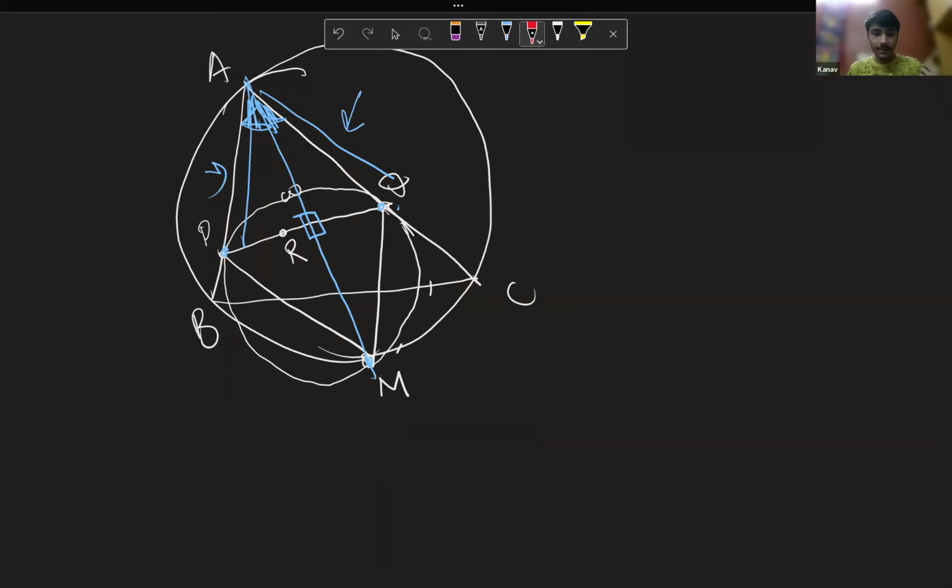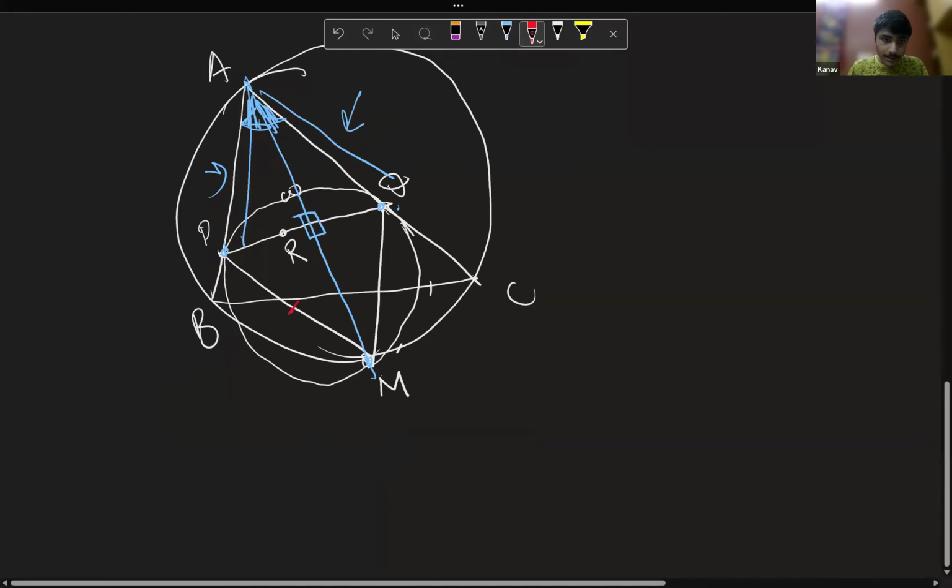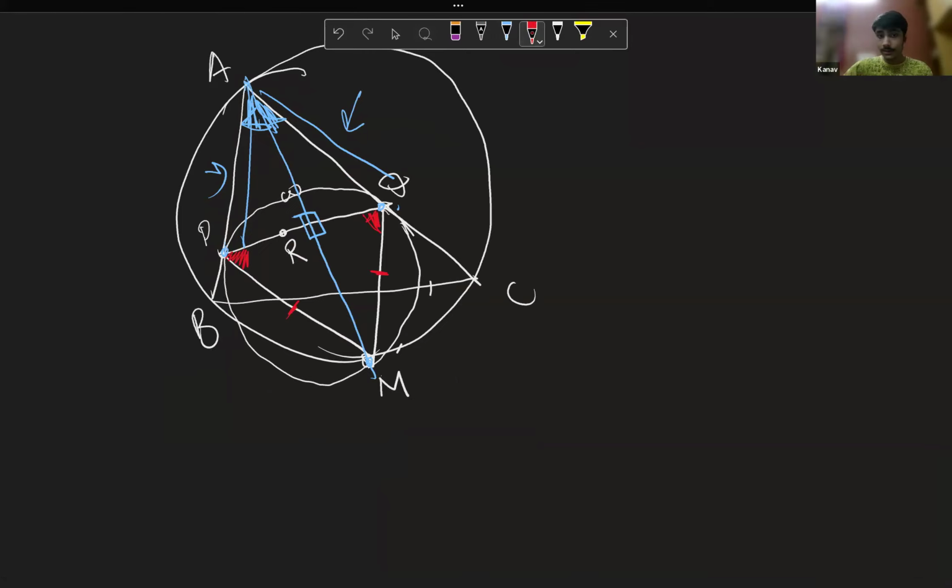So we got some information that M also lies on the perpendicular bisector of PQ, which means the segments MP and MQ are equal. This also means that these angles are equal. Can we say something more then? Like something with respect to these angles?